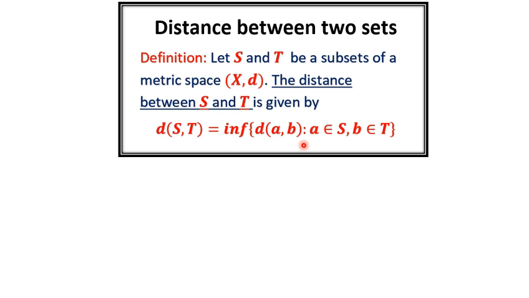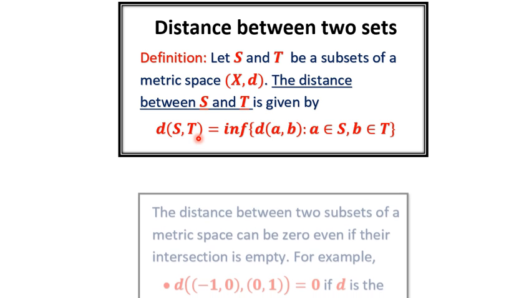It is the infimum of all these distances, where a comes from the set S and b comes from the set T. So you evaluate all these distances and you take the infimum. If the infimum exists, then that would be the distance between the two sets. So let's look at an example here.